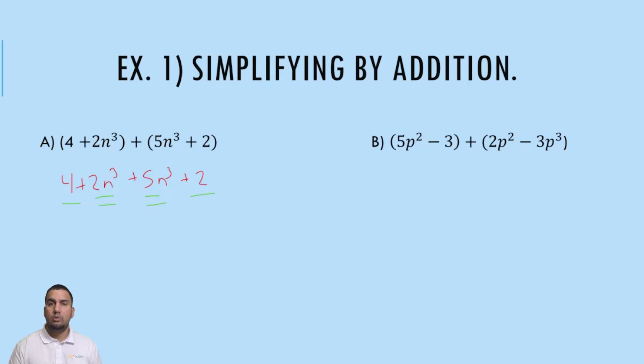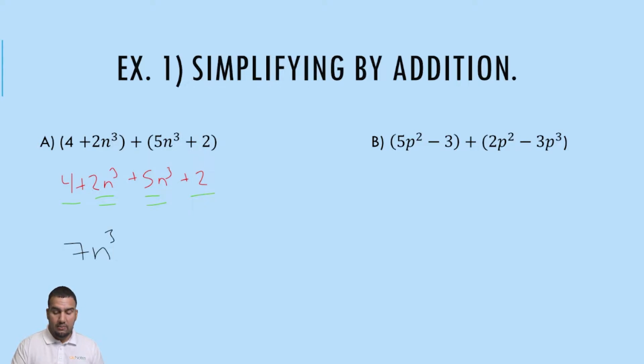But which one should I go first? Do you remember that last lesson we learned that everything has to be in standard form? Standard form was the highest degree to the lowest degree, or a constant. In this situation, my highest degree is n cubed, so I'm going to combine those two. When you combine them, you simply add the like terms. Ready? 2 plus 5 is what? 7. So you're going to write 7n cubed.